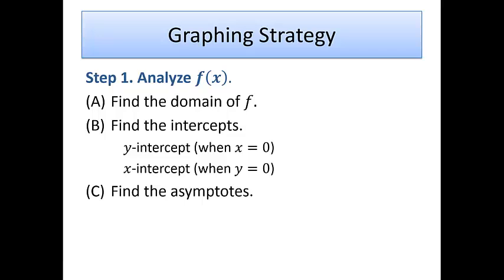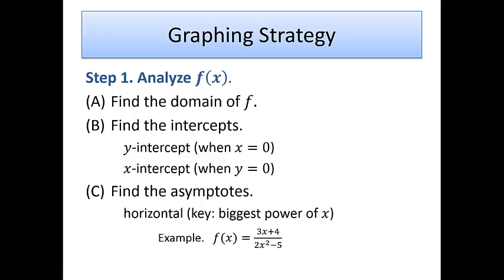Finally, we find the asymptotes of our function. If the given function is a rational function, then the key to finding the horizontal asymptote is to look for the biggest power of x. For example, if the biggest power of x is in the denominator, then the horizontal asymptote is y equals 0. If the biggest power of x appears in both the numerator and the denominator, then the horizontal asymptote is the quotient of the lead coefficients. If the biggest power of x appears in the numerator, then there is no horizontal asymptote.